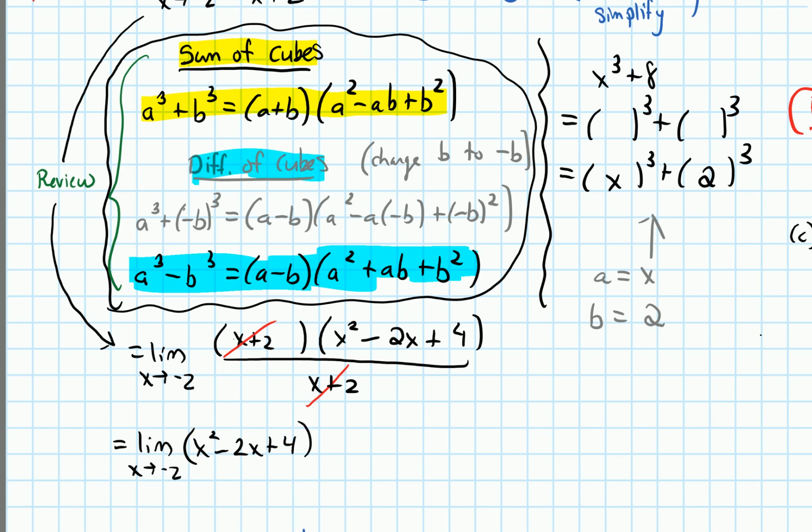All right. So now the thing that was stopping us from plugging in -2 before, because that made the denominator 0, that's gone. So we are good to plug in. The thing that made the indeterminate form is now gone. So we plug in, we get -2 squared minus 2 times -2 plus 4. So this is 4 plus 4 plus 4, which is 12. And that's our limit in this example.